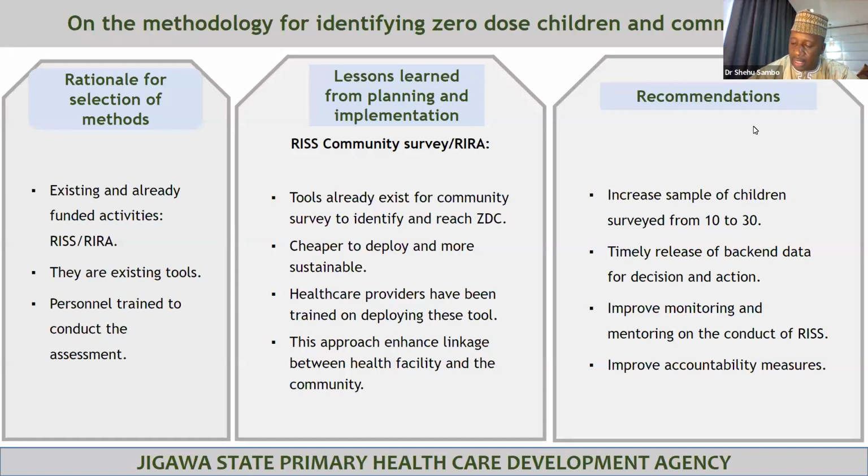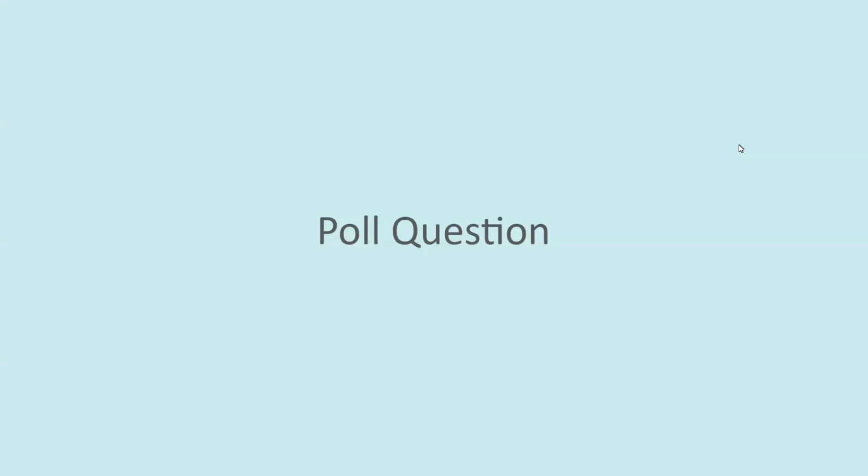The LQAS is a probabilistic approach of sampling that we do, as it was highlighted before. So improve monitoring and mentoring on the conduct of the routine immunization supportive supervision. And then more accountability measures need to be put in place for us to do better as a country and as a state. So thank you very much for listening.